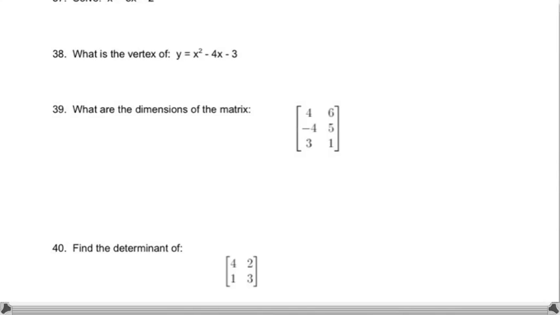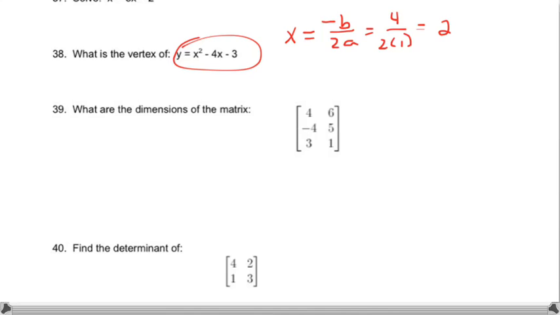Number 38, let's find the vertex of this quadratic. To find the vertex, I'd use the little equation, negative b over 2a. We go opposite of negative 4, which is 4, over 2 times 1. 4 over 2 is 2. There's the x-coordinate of the vertex.